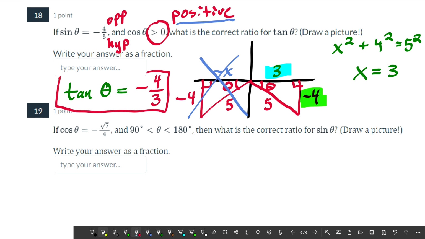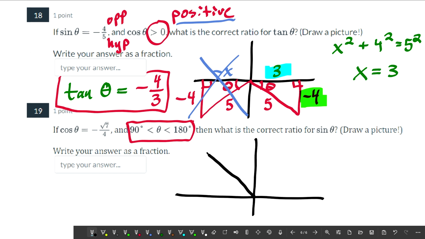And similarly, we have a question here. This one's kind of nice because it explicitly gives us the quadrant. So if you're between 90 and 180, you actually are for sure in quadrant 2. So that's nice. They give us the quadrant. There's my quadrant for sure, quadrant 2. And cosine is negative square root of 7 over 4. Remember, that's adjacent over hypotenuse. So that means this is my adjacent, negative square root of 7. And my hypotenuse is 4.